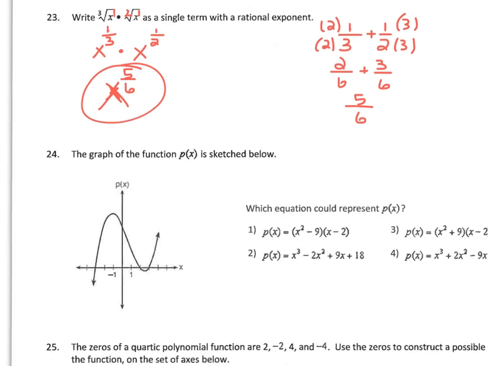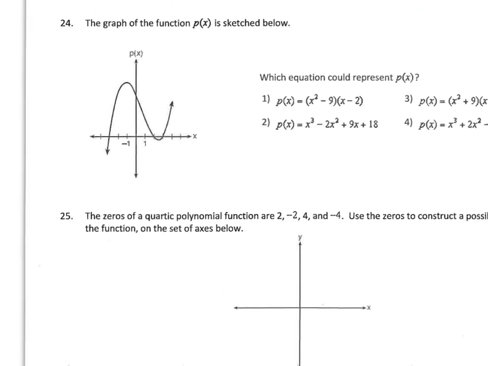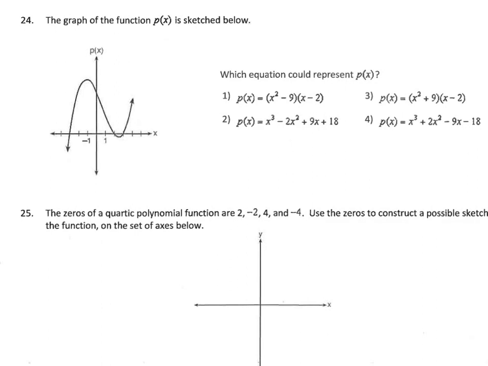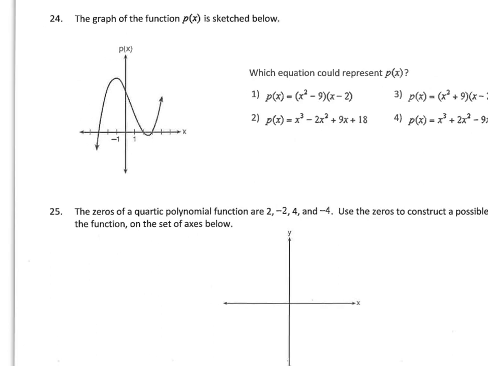All right, if we take a look at number 24. So they give us a picture of this function here. They give us a graph of the function. They want to know which equation could represent p of x. Now, because this is multiple choice, if you wanted, you could just go to y equals and graph these one by one and see which one looks like this. But we're going to do it by hand. I want to make sure you understand really where this comes from.